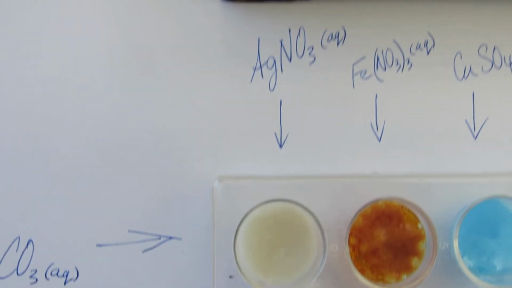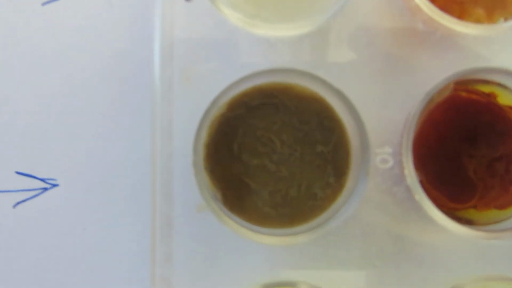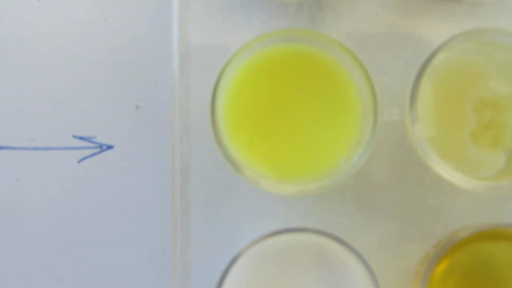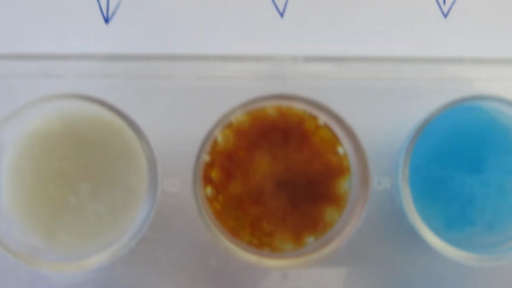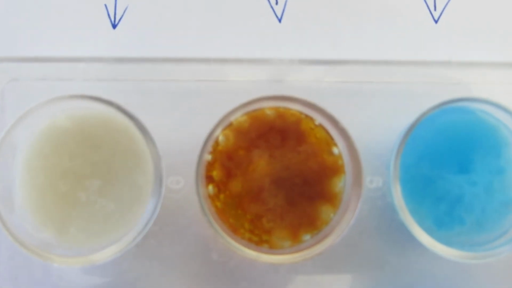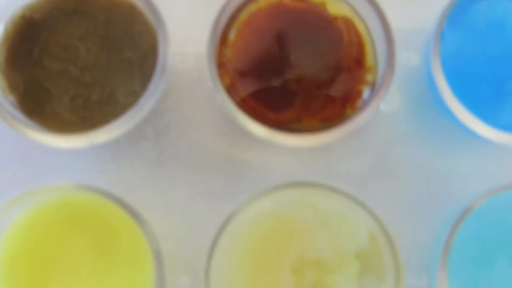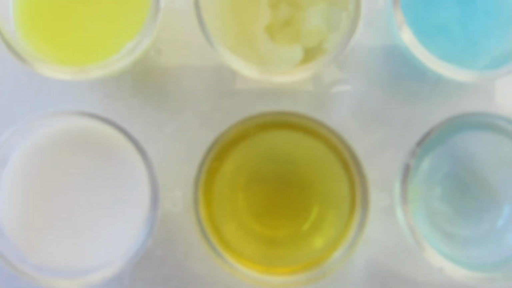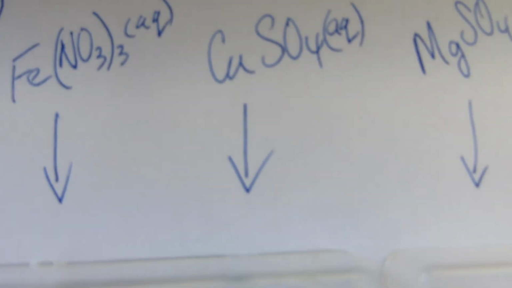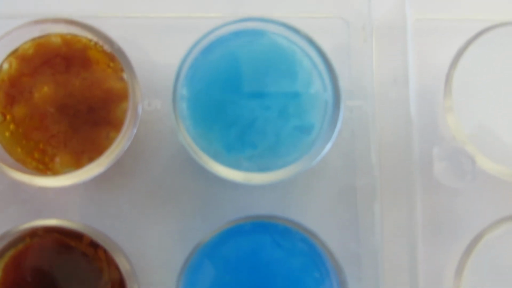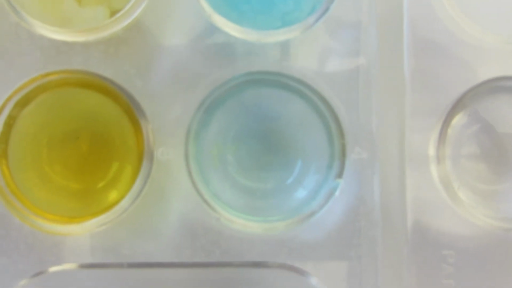Okay, so do the silver nitrate. These are the silver precipitates. So at the top again, iron precipitates. That's weird. And no precipitate with the chloride, right? Just clear. Copper precipitates. And no precipitate with the chloride.